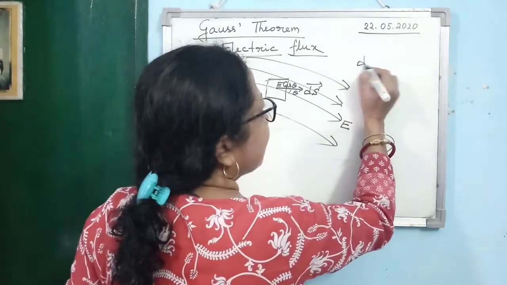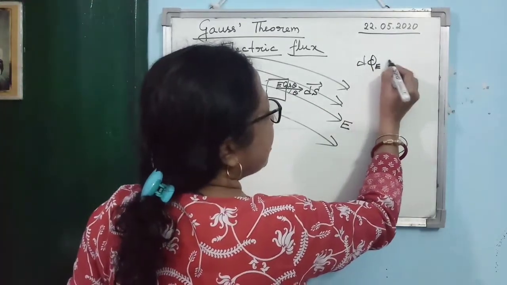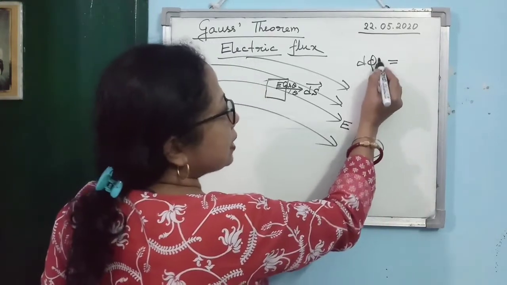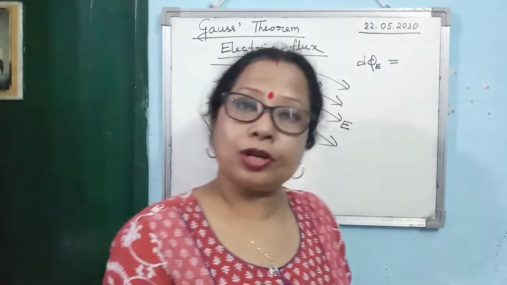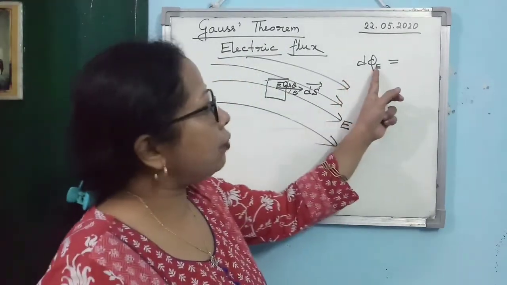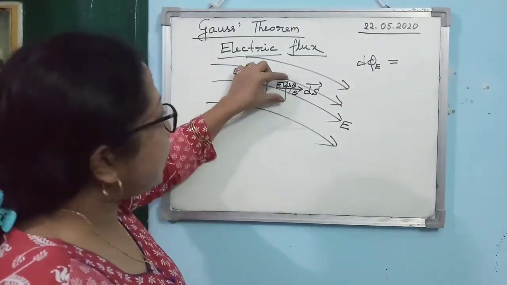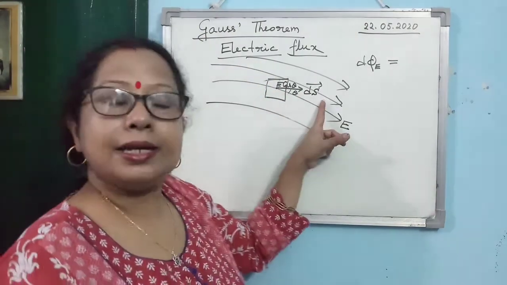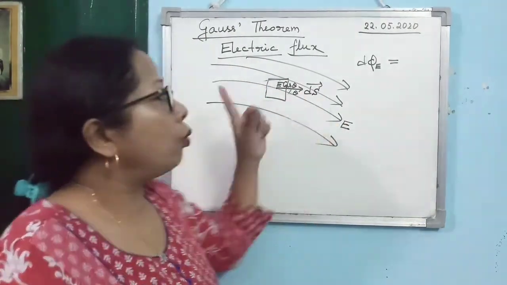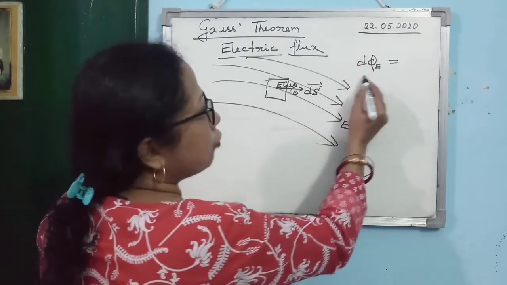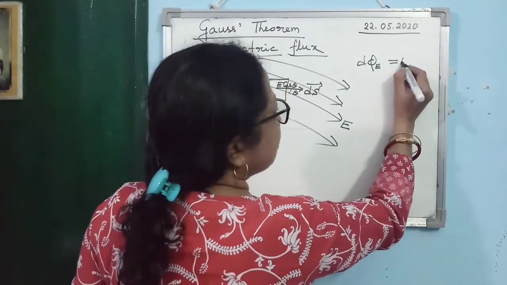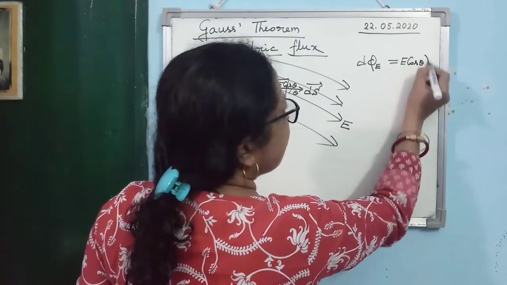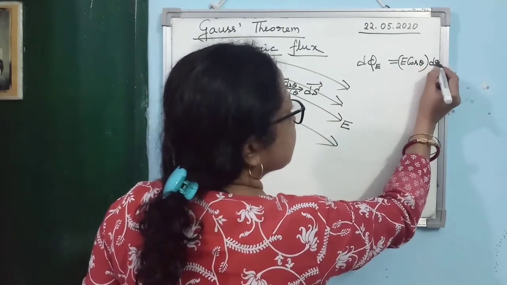So you can write it like this: d phi E. Here, just understand that phi E is the symbol for electric flux. Why have I written d phi E? Because I have taken a very small area dS. So what is the number of lines of force crossing the area dS perpendicularly? It will be E cos theta into dS.